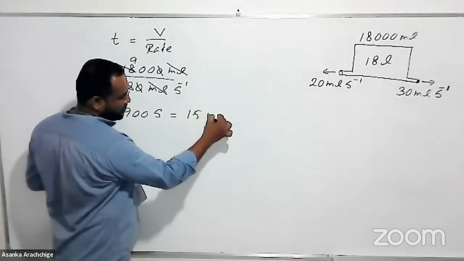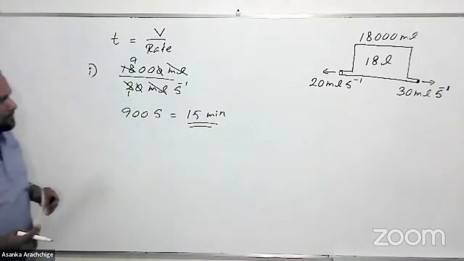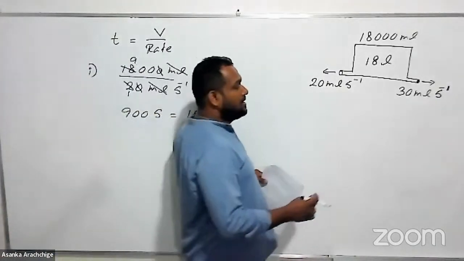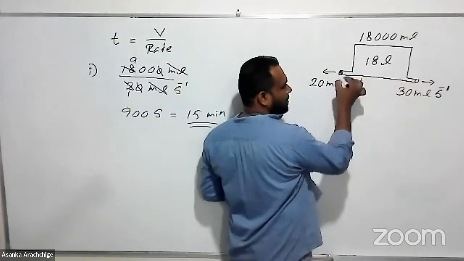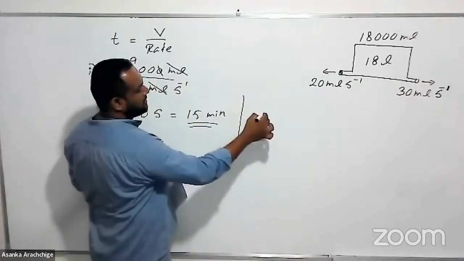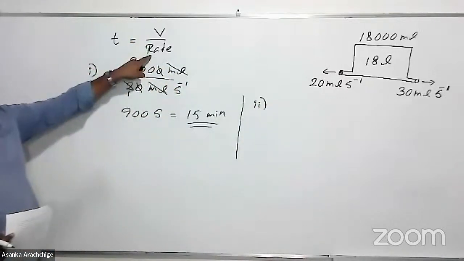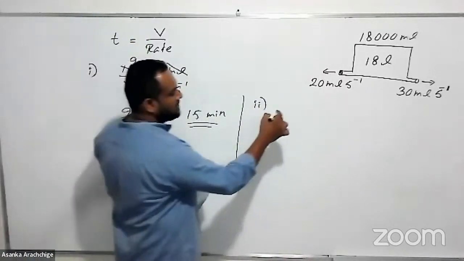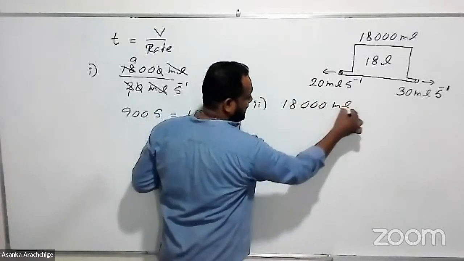15 minutes. Right. If only the second gate is open, now this is closed. Then the same method. The time is equal to volume divided by rate. The volume is the same, 18,000 milliliters.